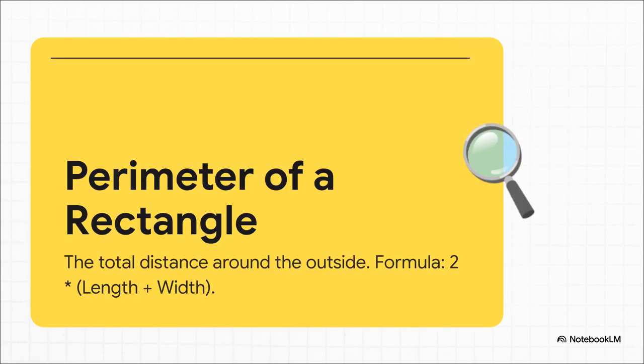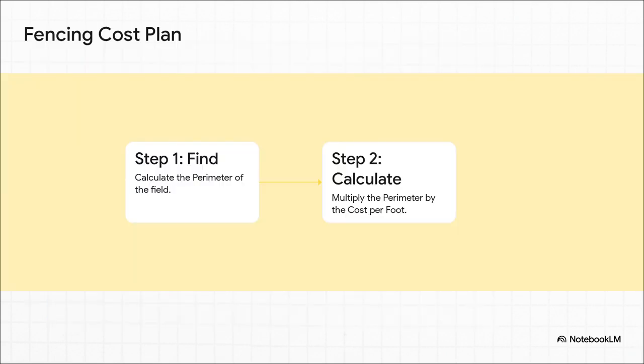So that first piece of the puzzle, the total length of the fence. Since a fence goes around the outside of something, we're talking about perimeter. And you probably remember this one, but the formula for the perimeter of any rectangle is just 2 times the length plus the width. So here's our two-step game plan. It's super simple.